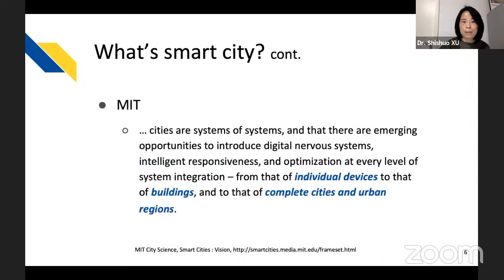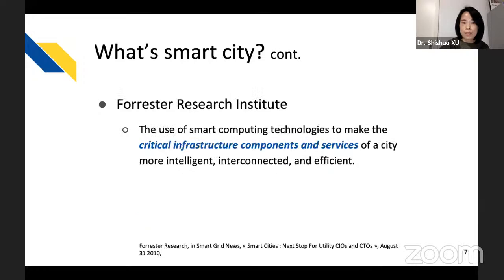And according to MIT, they describe cities as systems of systems. This one is similar to the IBM one, and they also mentioned that there are emerging opportunities to introduce digital nervous systems, intelligent responsiveness, and optimization at every level of system integration, from individual devices to buildings and to complete cities and even urban regions. And the third concept is defined by the Forrester Research Institute.